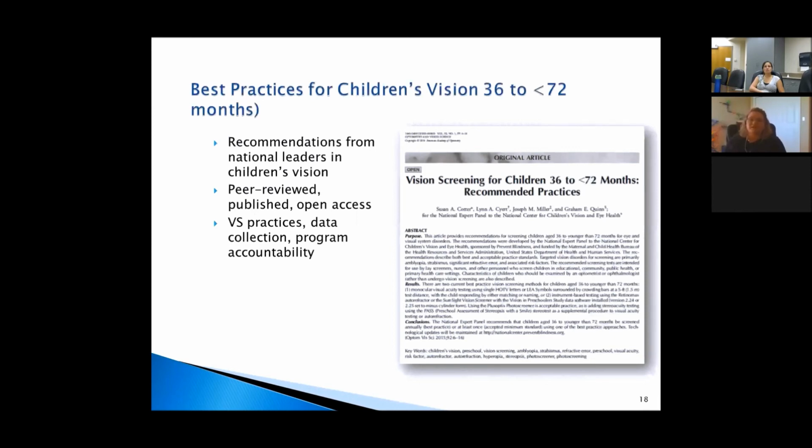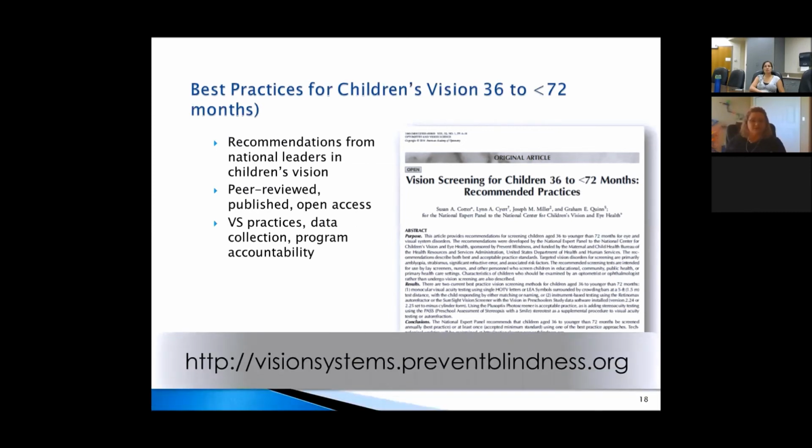So on our website at the National Center, we do have vision screening recommendations that were put together by a national expert panel comprised of optometrists, ophthalmologists, primary care practice providers, nurses, and many others that deal with children's vision, came together for a consensus document of the best ways to do vision screening for children aged 36 to less than 72 months, so 3 through 5 years old, and that's available on the visionsystems.preventblindness.org website. And there you'll also find recommendations around collecting data and setting performance measures for your program.